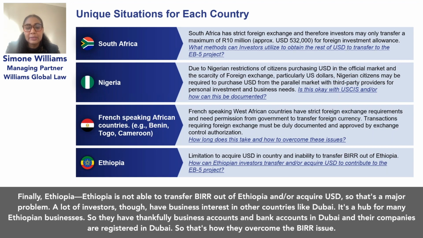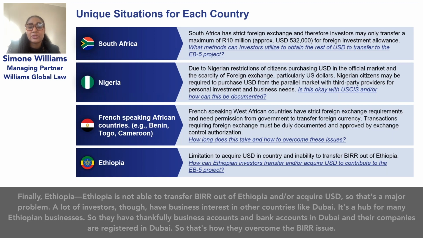Finally, Ethiopia. Ethiopia is not able to transfer birr out of Ethiopia and/or acquire USD. So that's a major problem. A lot of investors, though, have business interests in other countries like Dubai. It's a hub for many Ethiopian businesses. So thankfully they have business accounts and bank accounts in Dubai, and their companies are registered in Dubai. So that's how they overcome the birr issue.